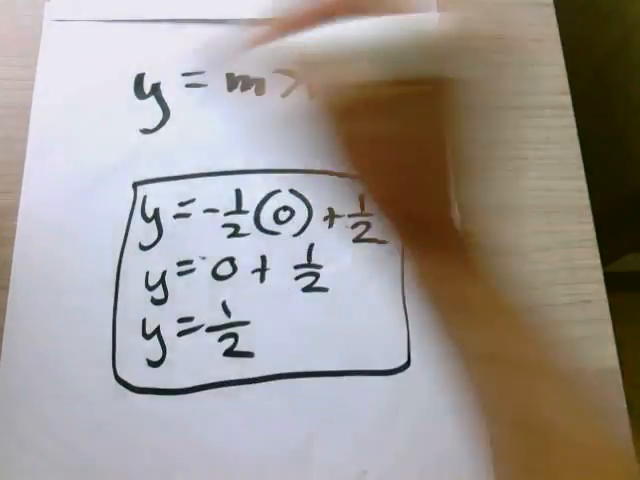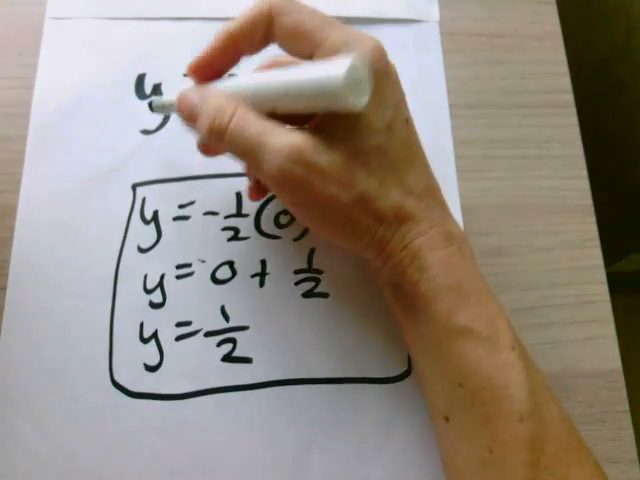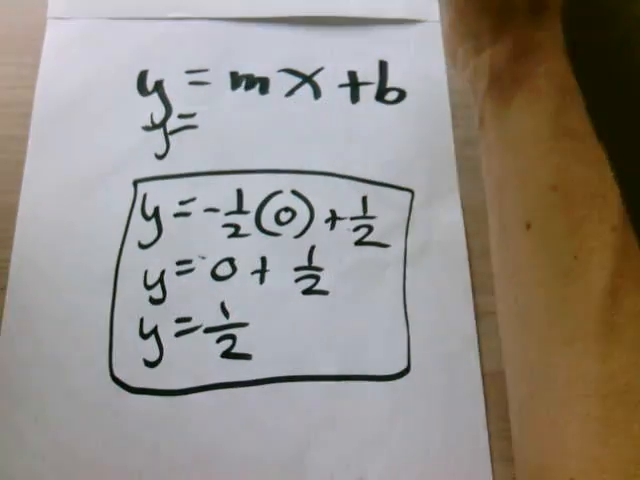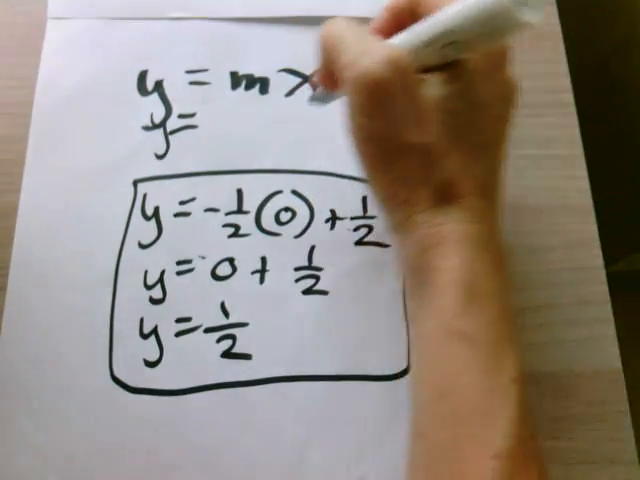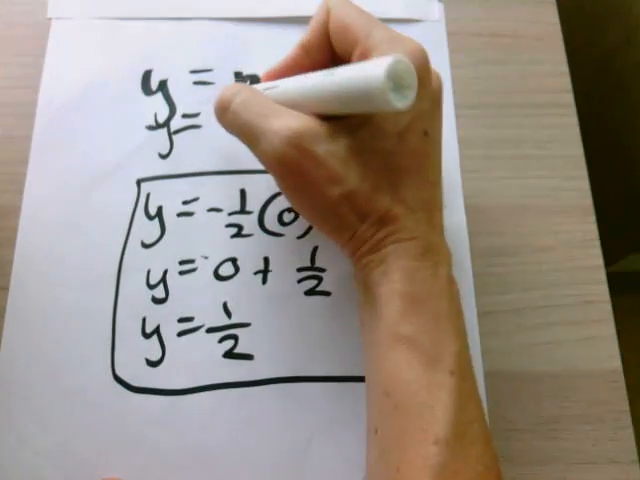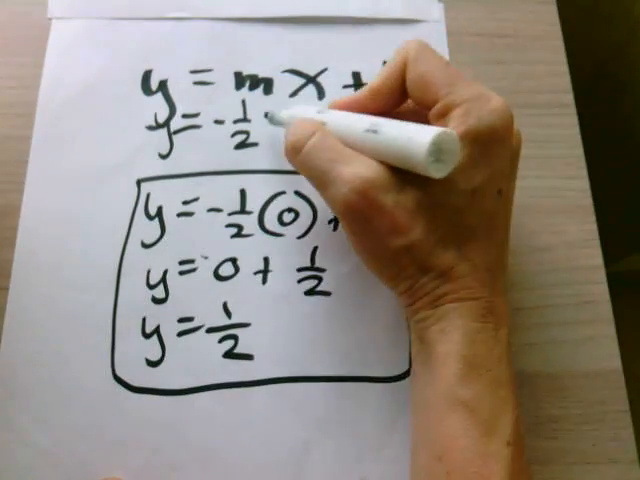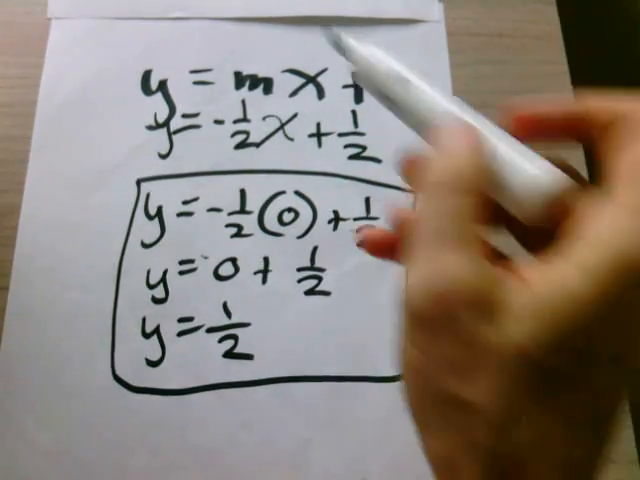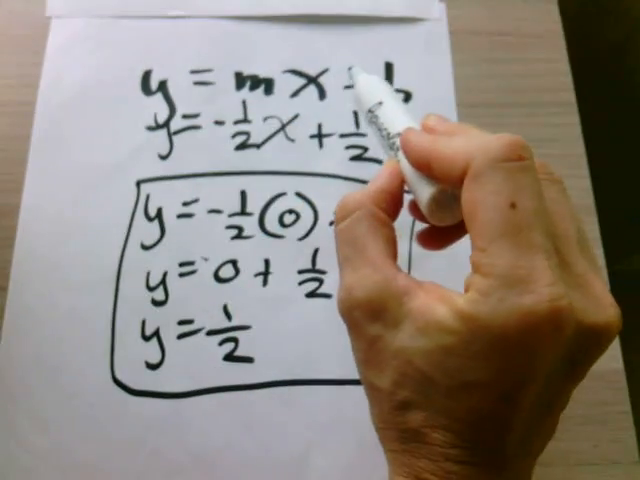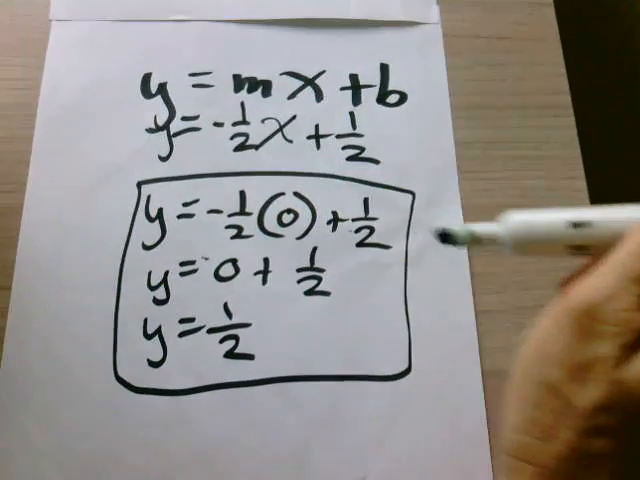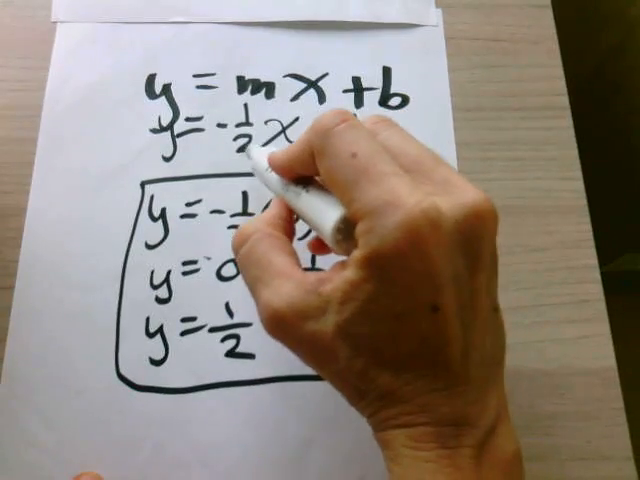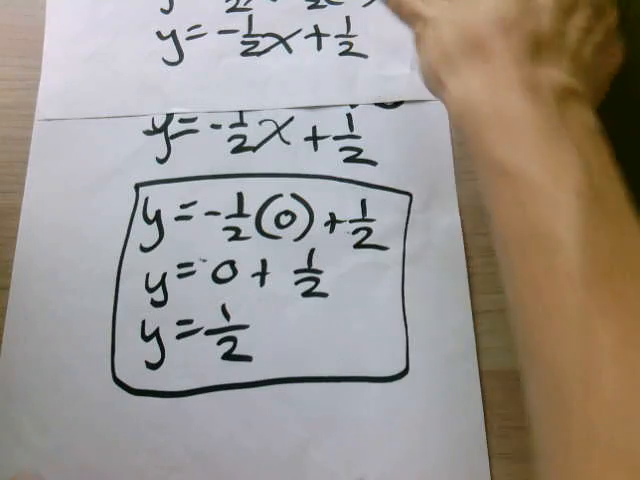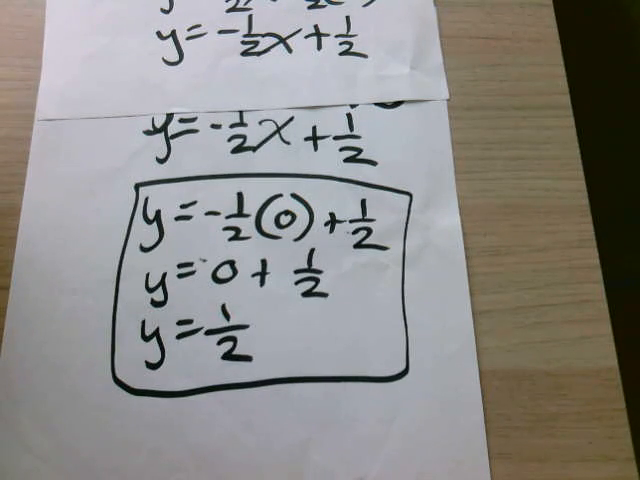So B is going to be 1/2. So we have y equals, and then for m, remember that we found before that m equals -1/2. -1/2 x plus 1/2. Okay, so this is slope-intercept form. Y equals -1/2 x plus 1/2. And that is the same thing as what we got before. So that's an easy way of checking our work.